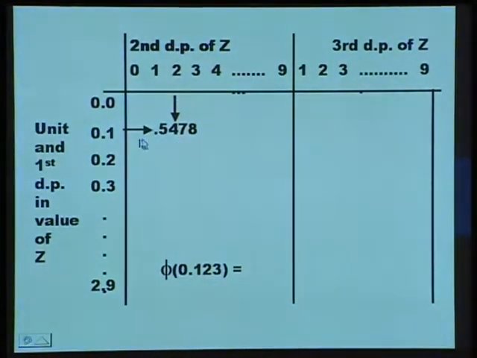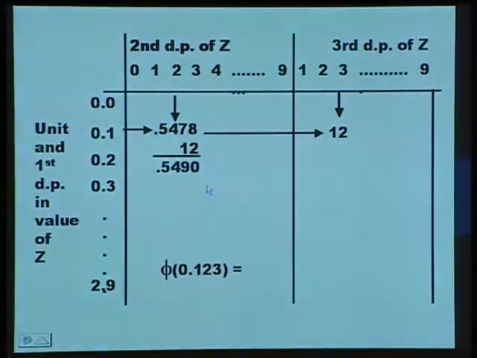The value of phi here is 0.5478. That is, phi of 0.12 is 0.5478. But we need phi of 0.123, where 3 is the third dp in the value of z. So we locate the value of phi corresponding to the third dp of z, which is 12. This 12 is in fact added to the last 2 dp in the value of phi.